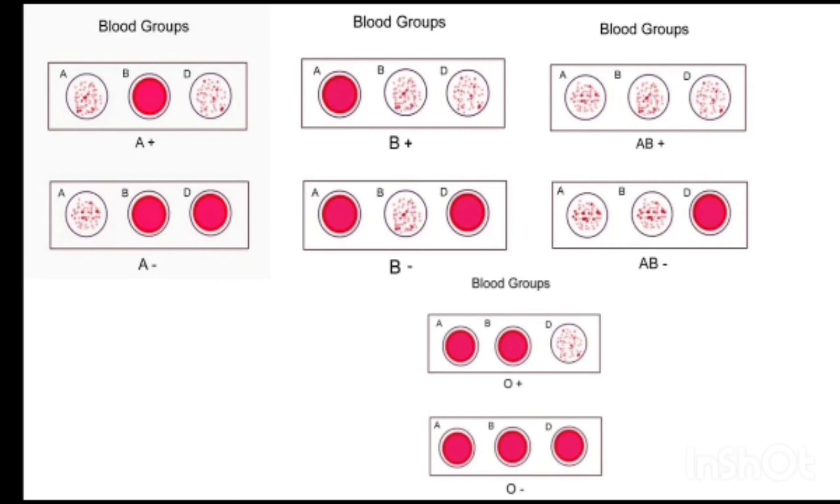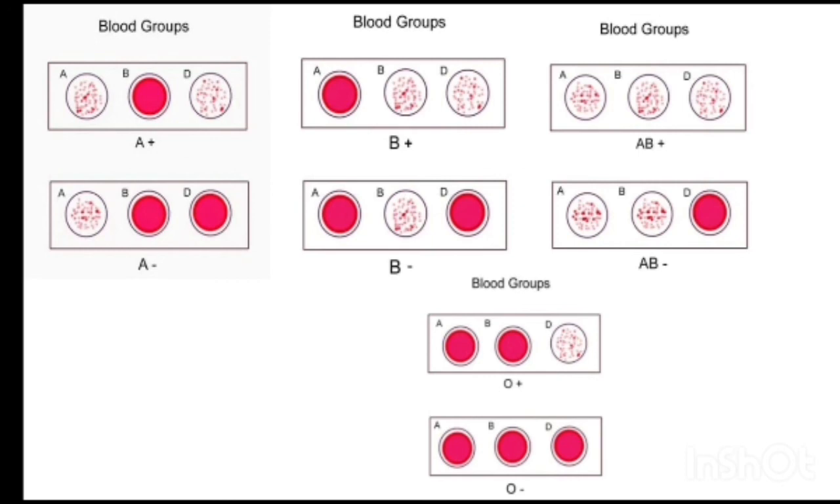There is no coagulation in anti-B. So it means A is present and D represents the rhesus factor. So A positive. While in the diagram below, there is no coagulation in anti-D. The coagulation can be seen only in anti-A. So A negative. Okay. The same applies to the other diagrams.